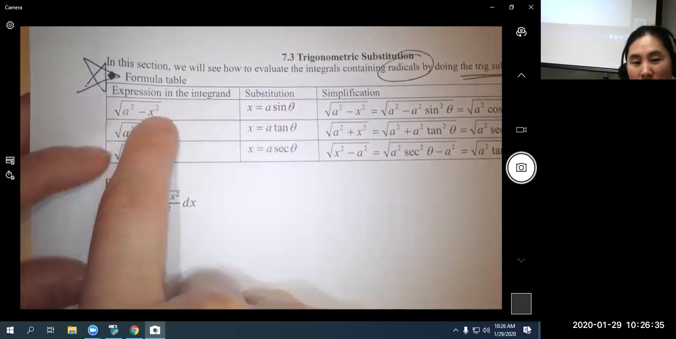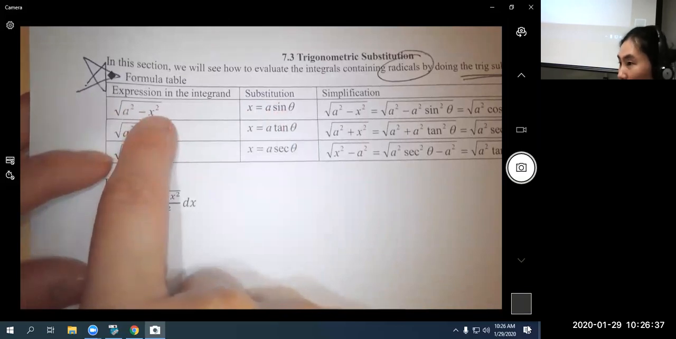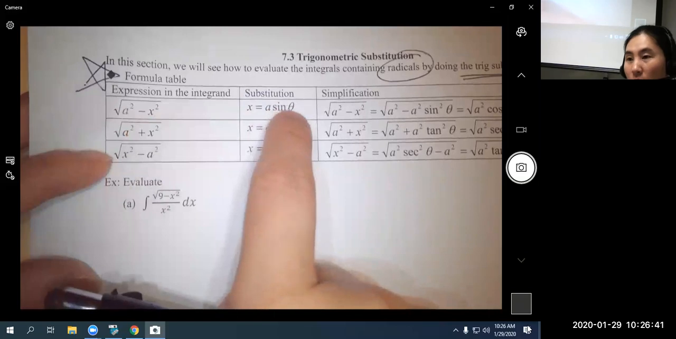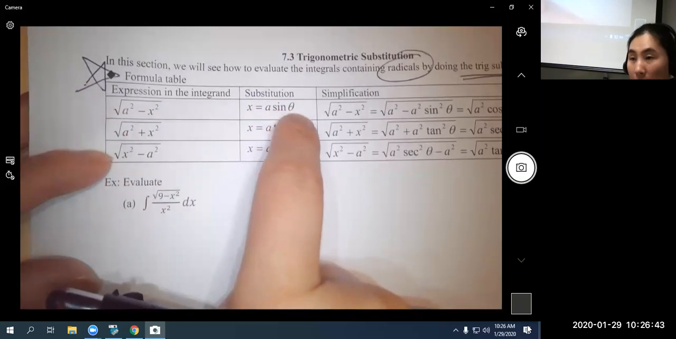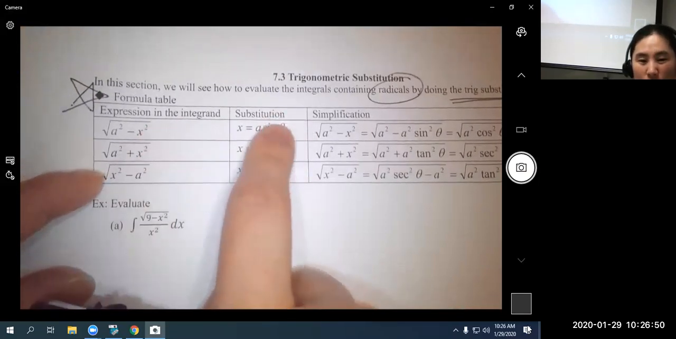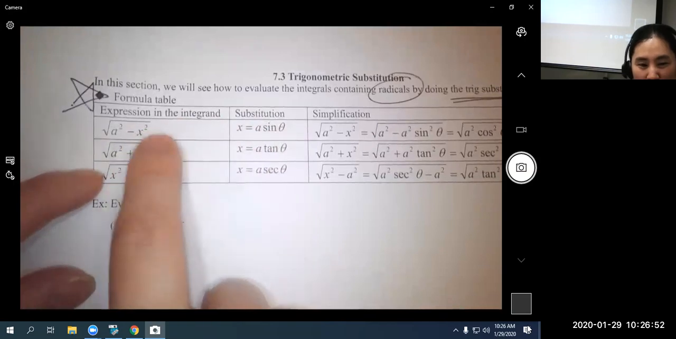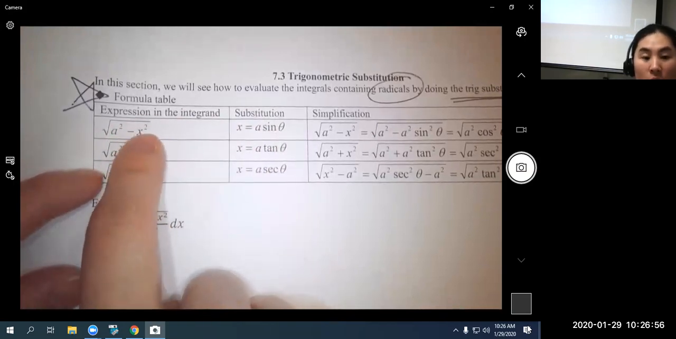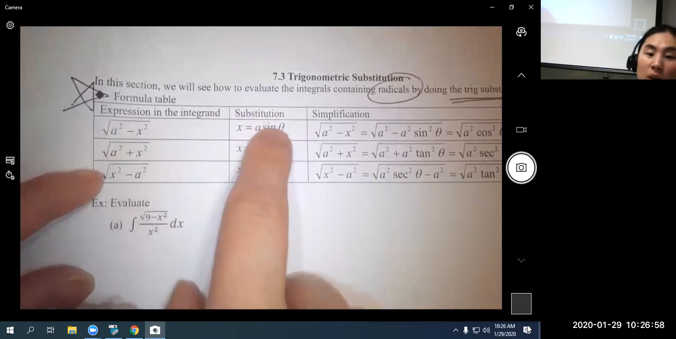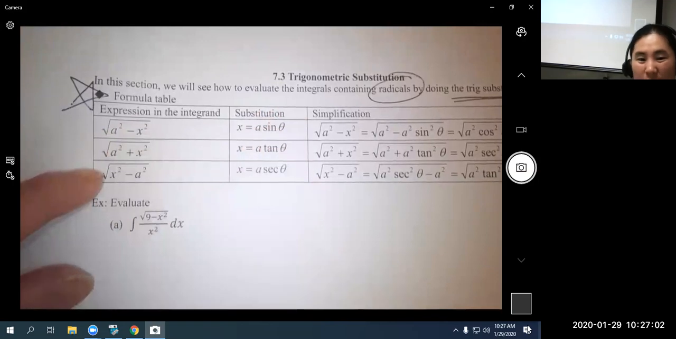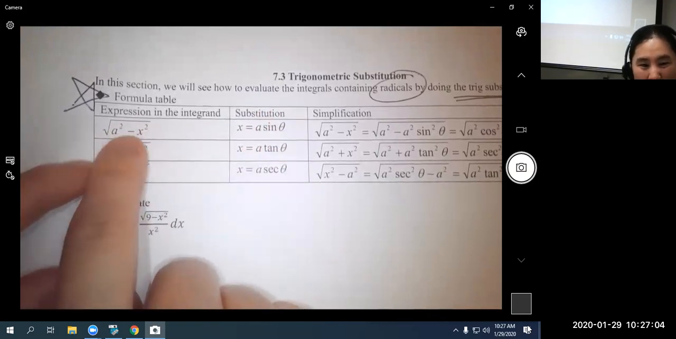So previously, what is the variable? x. a is a constant. After the substitution, what will be the new variable? Theta. So in trig substitution, we use a trig function to do the substitution, and we change from the original variable x to the angle theta. Okay, all right, so now let's look at this case.